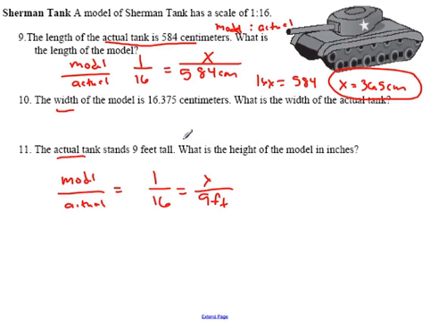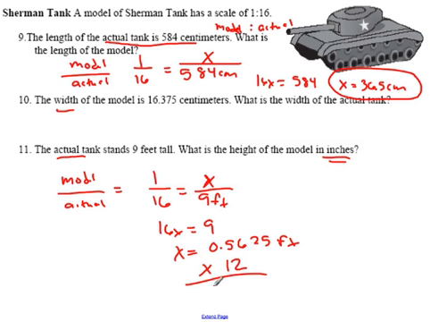It does say what is the height of the model in inches, so we'll have to convert once we're done here. We cross multiply, we have 16x equals 9. When we divide both sides by 9, we should get 0.5625 feet. We don't want our final answer to be in feet, so we're actually going to multiply this by 12. There are 12 inches in a foot, so our answer should be 6.75 inches. And that's what our answer turns out to be.